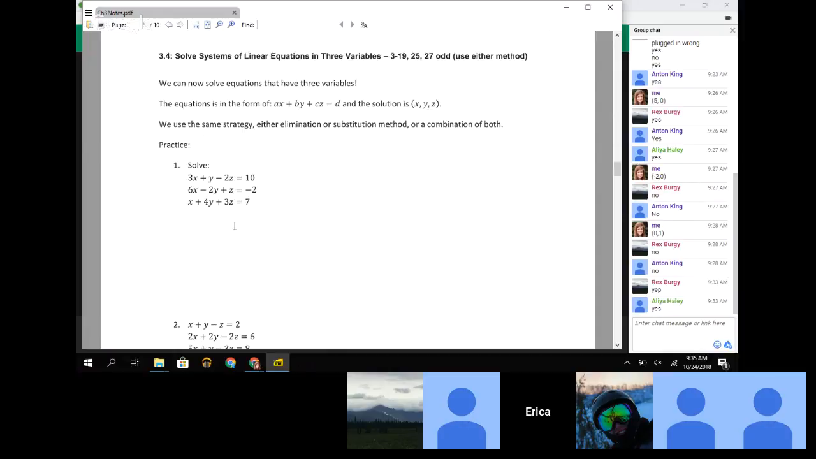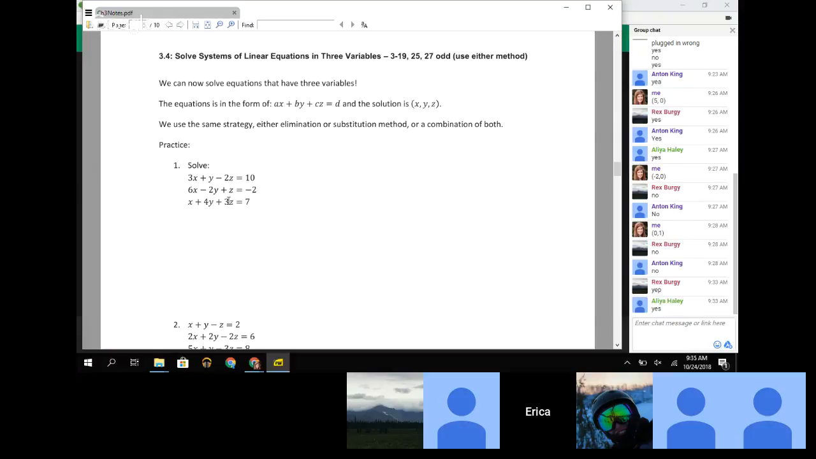So a couple things to note. You'll notice that we have systems of linear equations with three variables, right? We have x, y, and z. And because we have three variables, in order to solve this, we also need three equations to be able to solve systems of equations in three variables.